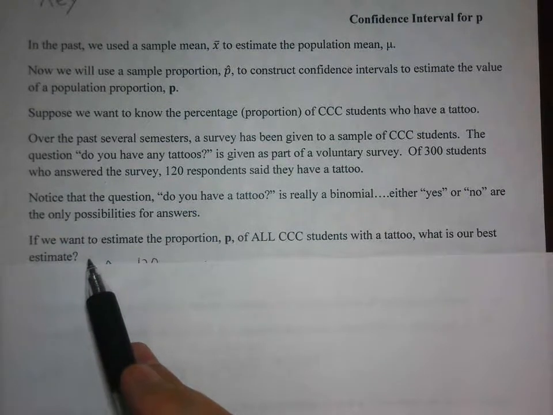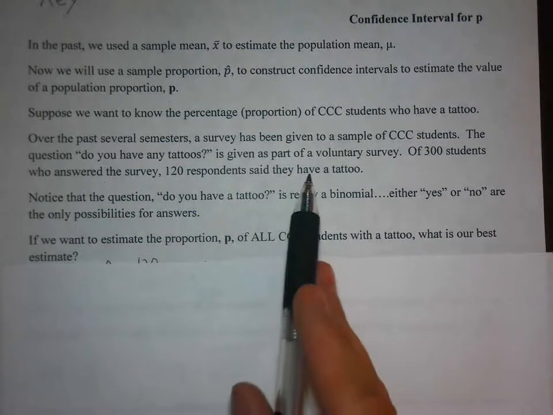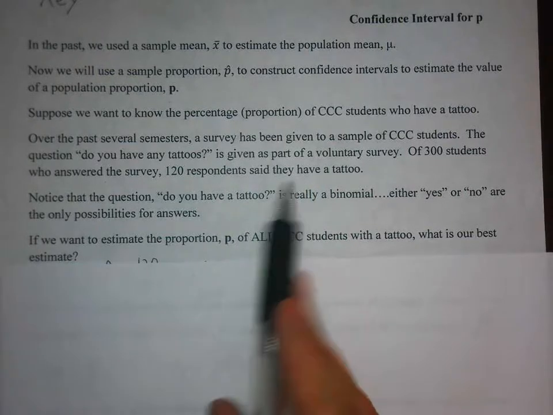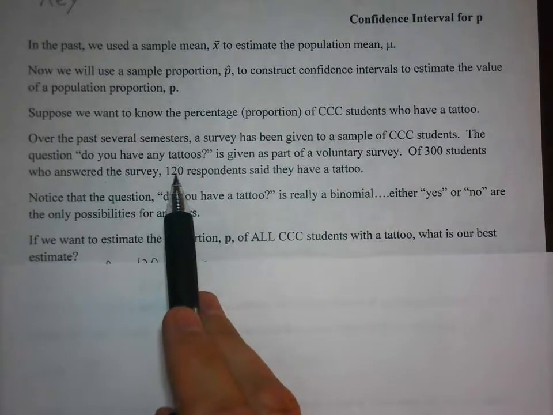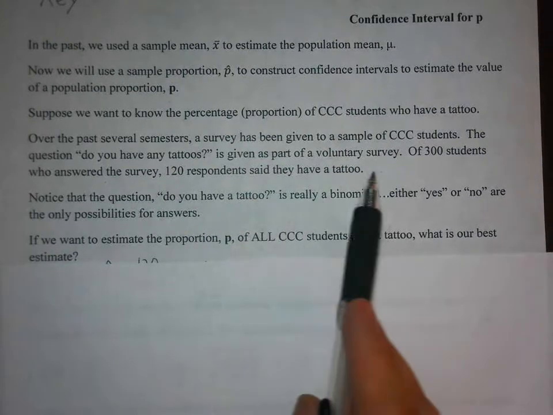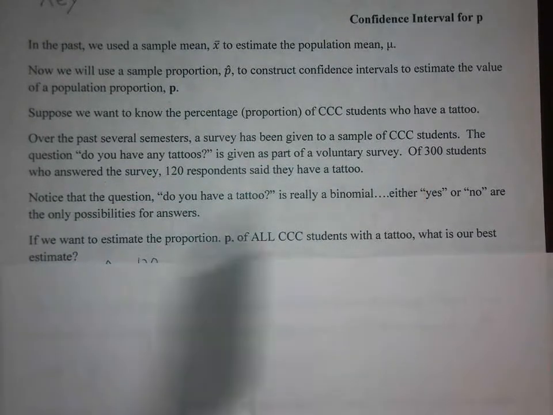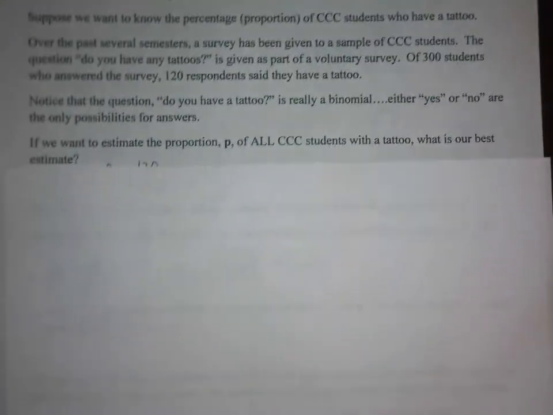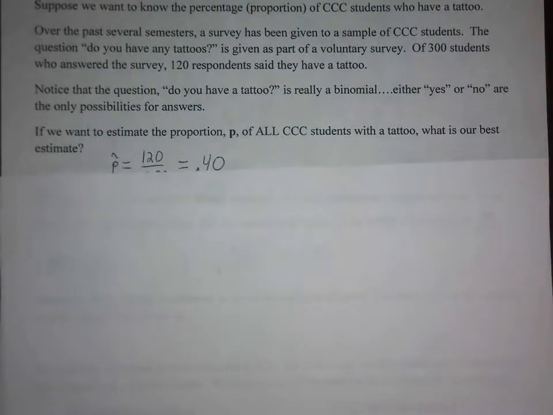Well, our best estimate so far will be what happened when we took the sample. So they told us in the sample that 120 said they have a tattoo out of the 300 that answered the survey. So our best guess right now for the percentage or proportion to have a tattoo is 120 out of 300, which is 0.40.